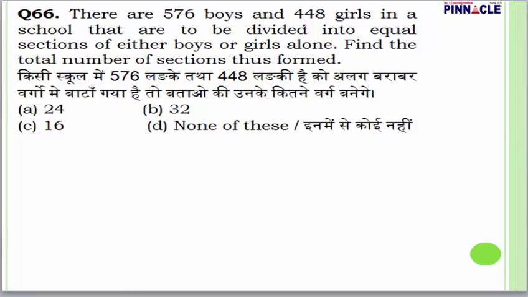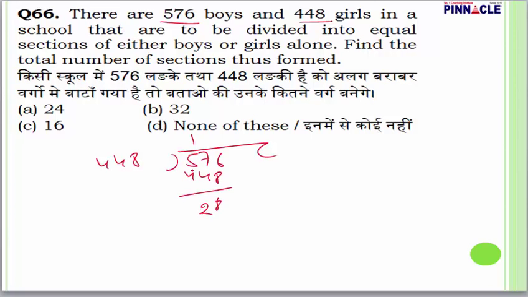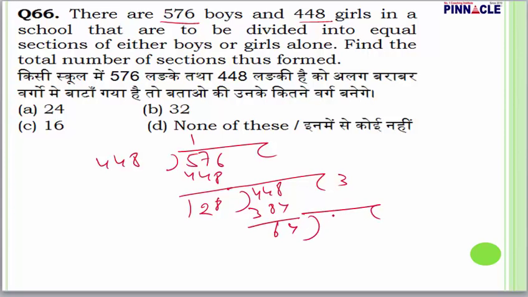There are 576 boys and 448 girls in a school that are to be divided into equal sections of either boys or girls alone. Find the total number of sections thus formed. So if you find the HCF of 576 and 448, through the division method, you can find out that the remainder goes 128, and then 64 would be the HCF.